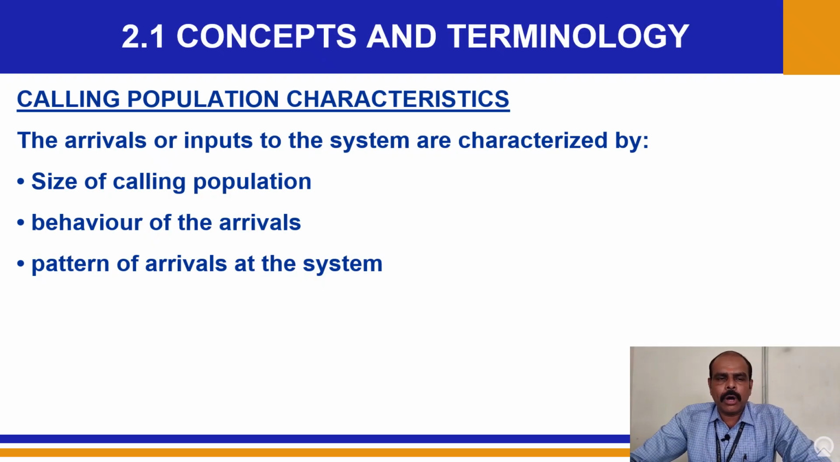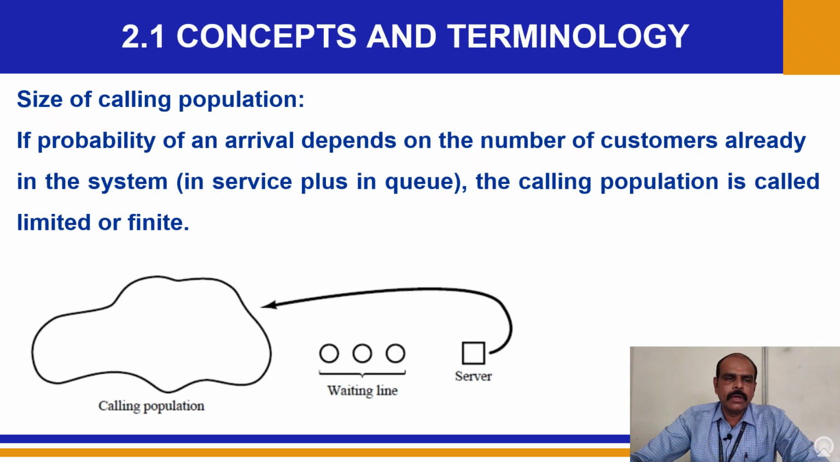So, calling population characteristics. What is the size of the calling population? What number of size do you expect? Then the behavior of the arrivals: what is their arrival rate and pattern of arrivals? These things help us to characterize as well as to model and design a queue. So first, the size of a calling population.